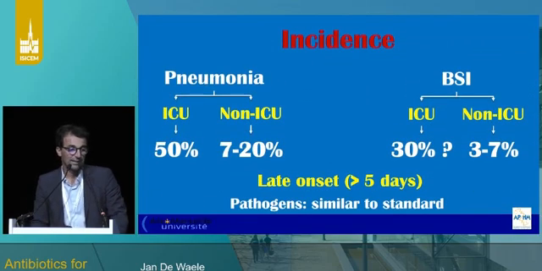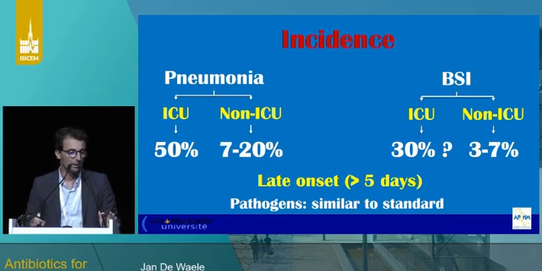So the incidence of infection is around 50% for pneumonia in ICU patients, and for bloodstream infection it is around 30%, and it's pretty rare in non-ICU patients. It's a late-onset infection, and the pathogens are similar to those you have in your ecology.